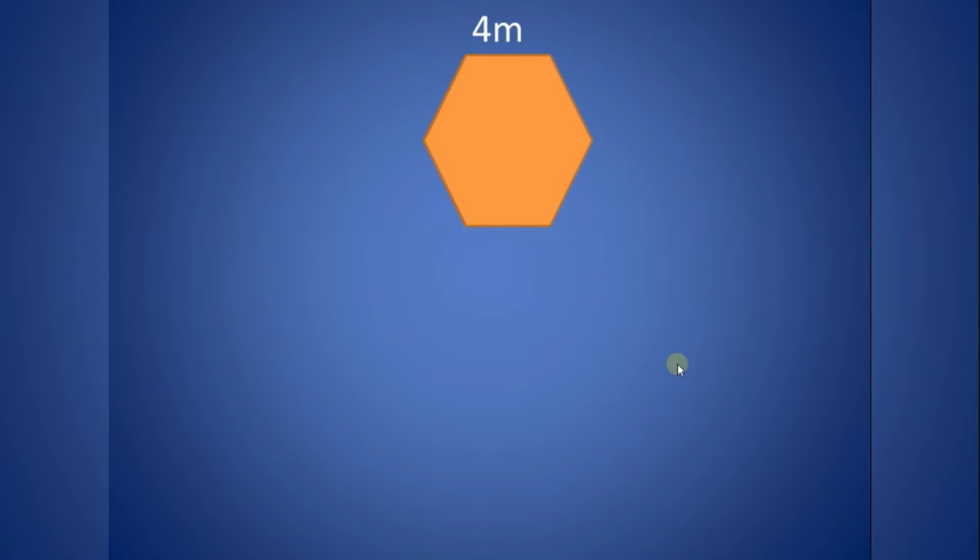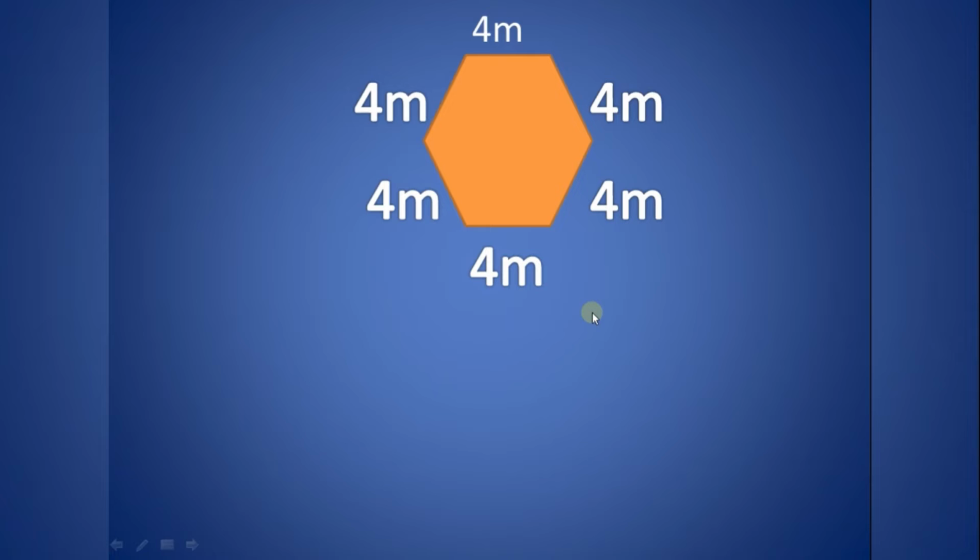So let's try this example. On this polygon, we are also given one length, and this is a regular polygon. Therefore, all the sides are equal. All the sides are the same length. So if this length is 4 meter, the other length is 4 meter, and the other length is going to be 4 meter, then the other length is going to be 4 meter, and all the lengths will be 4 meter. So now we need to find the perimeter by adding all the lengths.